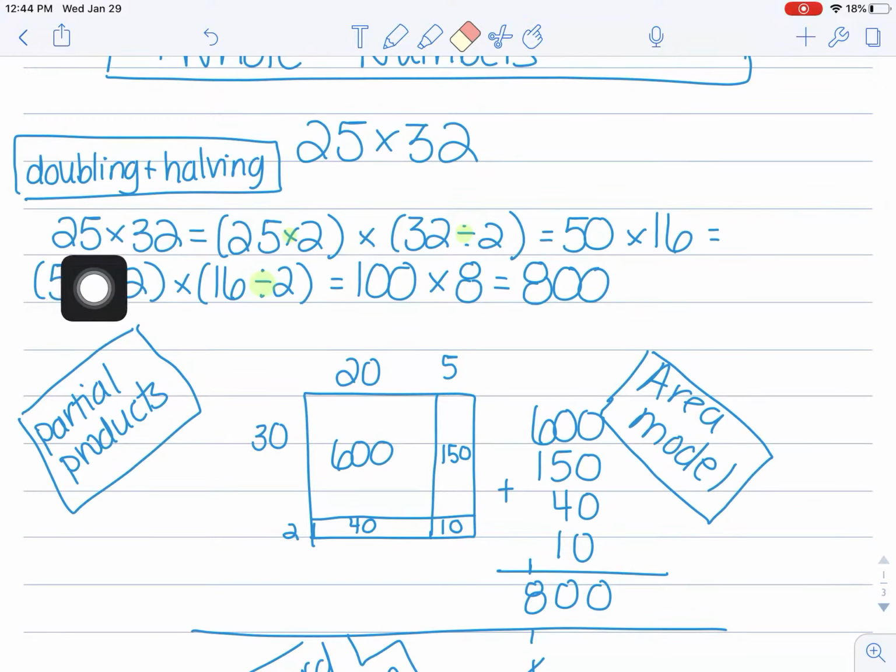We first looked at doubling and halving, where we take both factors and we double one. In this case, we doubled 25, and we halved the other. In this case, we halved 32. You can continue this process until you get to a very easy, friendly equation that's simple to solve. In this case, we ended up with 100 times 8, which is 800.